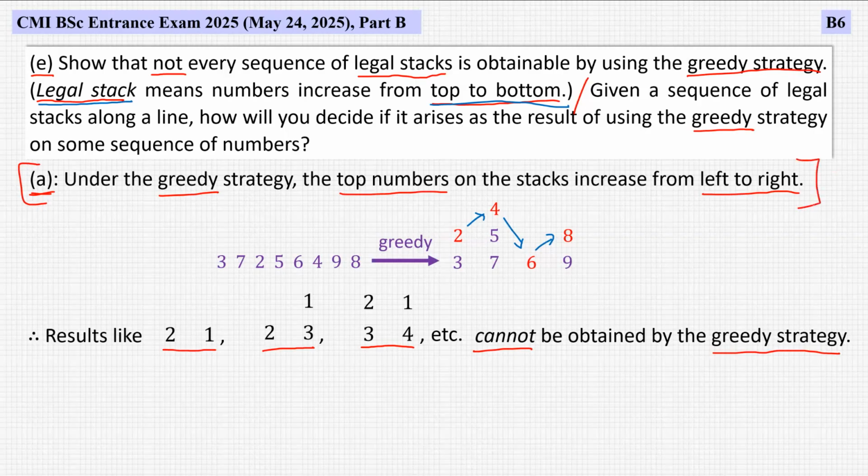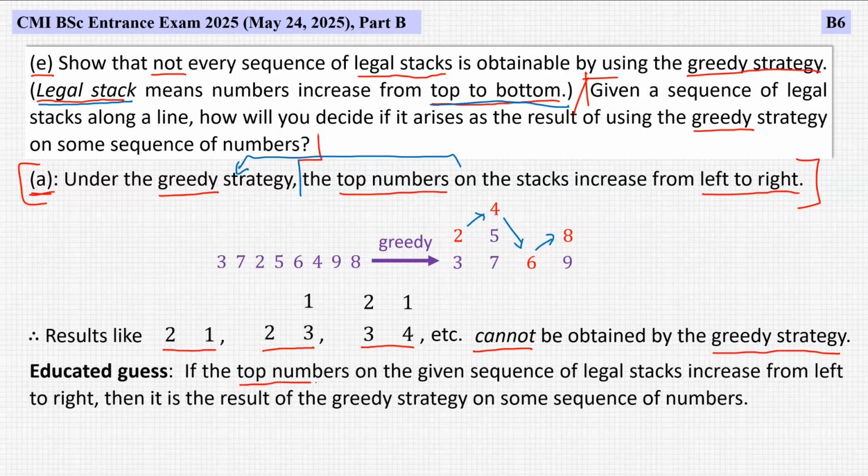Also, this property from problem A can help us solve the next part of the problem. Given a sequence of legal stacks, can we say that there exists some sequence of numbers resulting in those legal stacks by the greedy strategy? Well, let's get back to the result of problem A and make a guess that is essentially the reverse statement of problem A. If the top numbers on the given sequence of legal stacks increase from left to right, then perhaps it is always the result of the greedy strategy on some sequence of numbers.